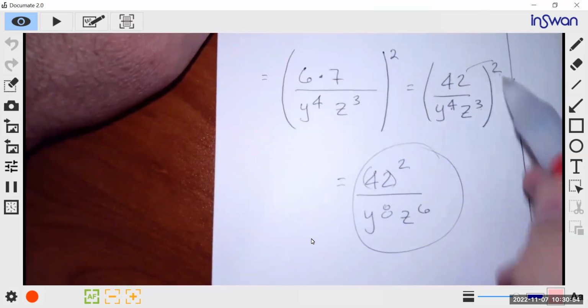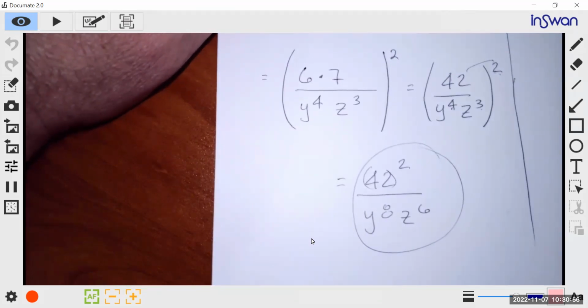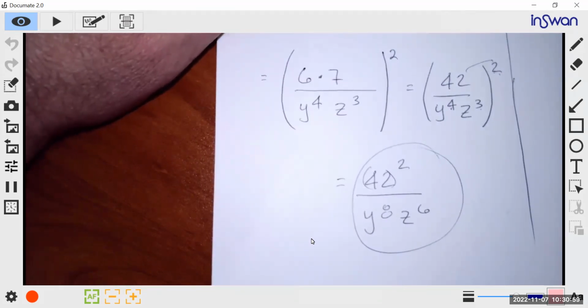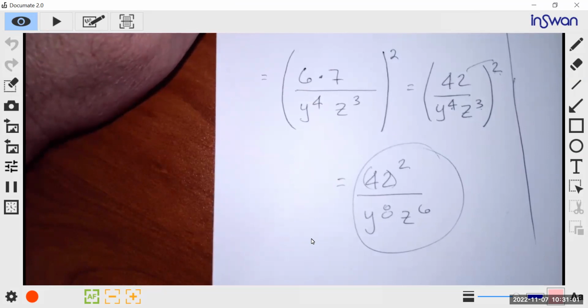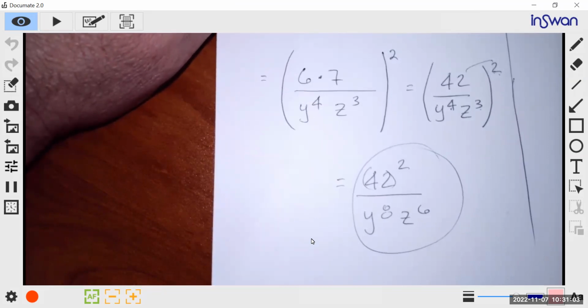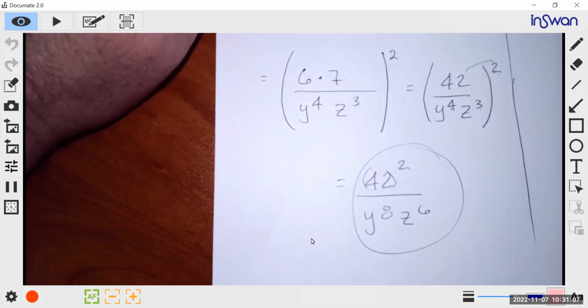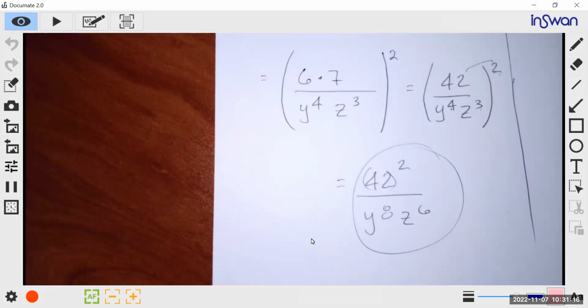4 times 2 is 8. 3 times 2 is 6. Power to a power you multiply. Learn these rules. I mean, if you don't color coordinate your notes, you just waste your time looking for where you are. Have one color to mean examples, one color to mean definitions, one color to mean rules or properties, so that when you're flipping through, you know what you're looking for.